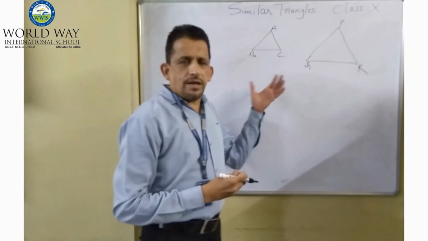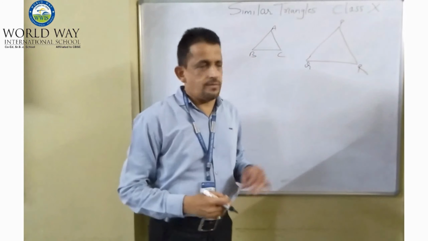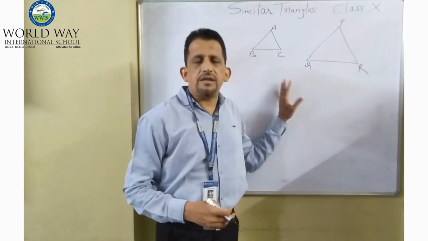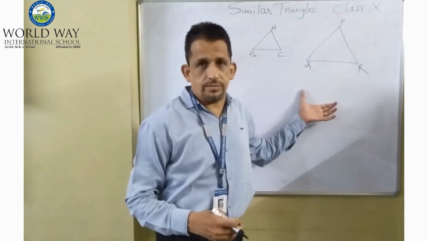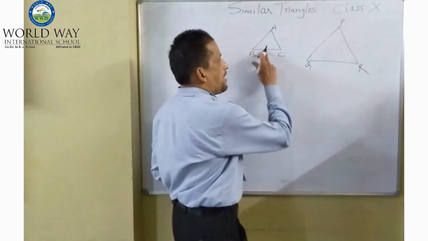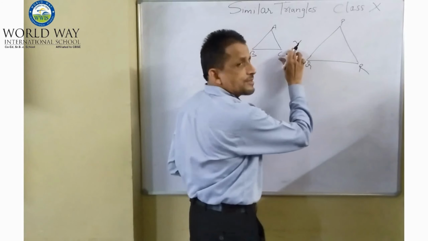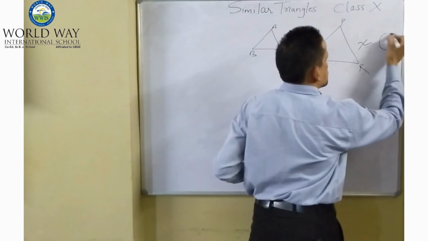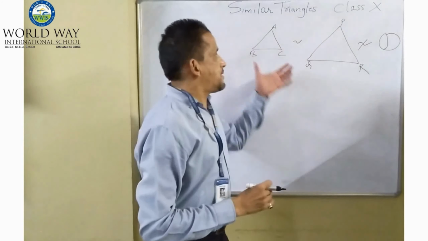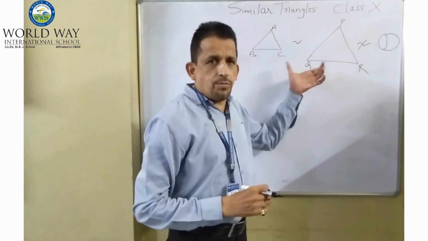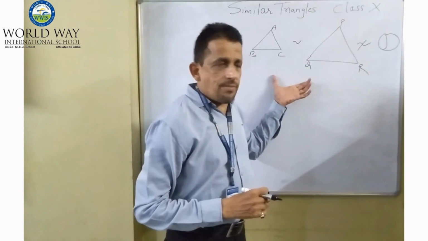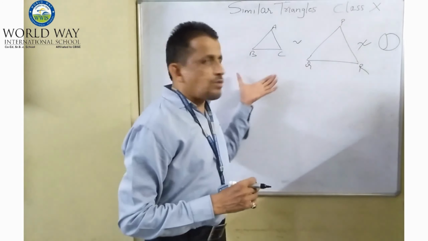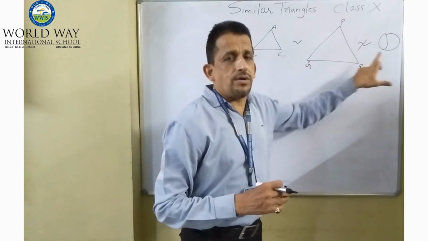Are the two triangles similar? Why? Yes, the two triangles are similar because they are in the same shape. So triangle ABC is similar, this is the symbol of similar, to triangle PQR, but not similar to this, because these are two triangles. So both the triangles have the same shape, but these two are not similar to this circular figure. So these two are similar, but these two are not similar.